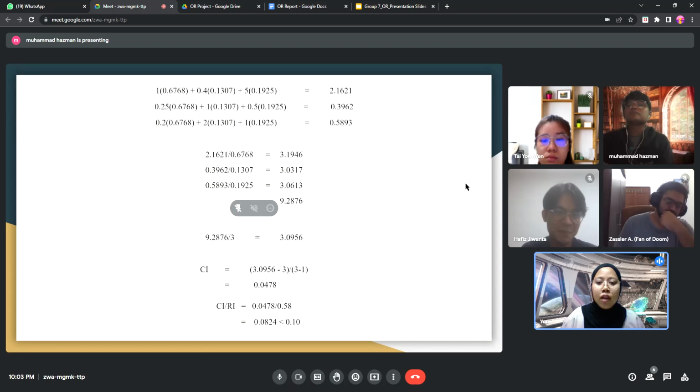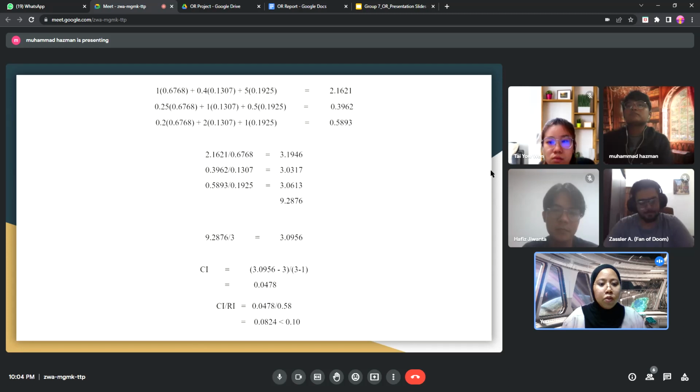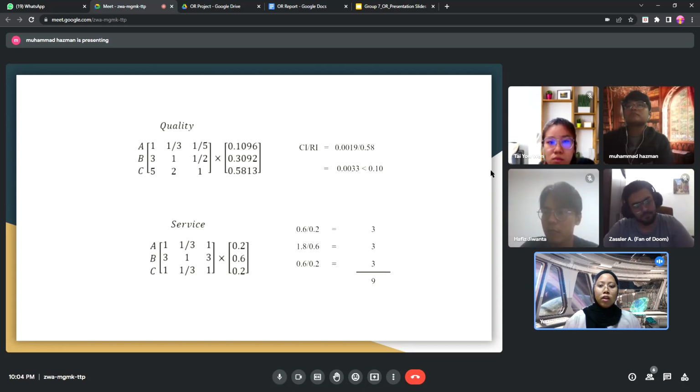By using this calculation, we get the final value CI over RI is 0.0824, which is lesser than 0.1. So this means that the criteria matrices are consistent. However, we need to evaluate for all matrices. So next slide. These are for the quality matrices and service matrices. For quality, it is still lesser than 0.1, and for services, it is equal to 0, meaning it is perfectly consistent. Okay, next slide.